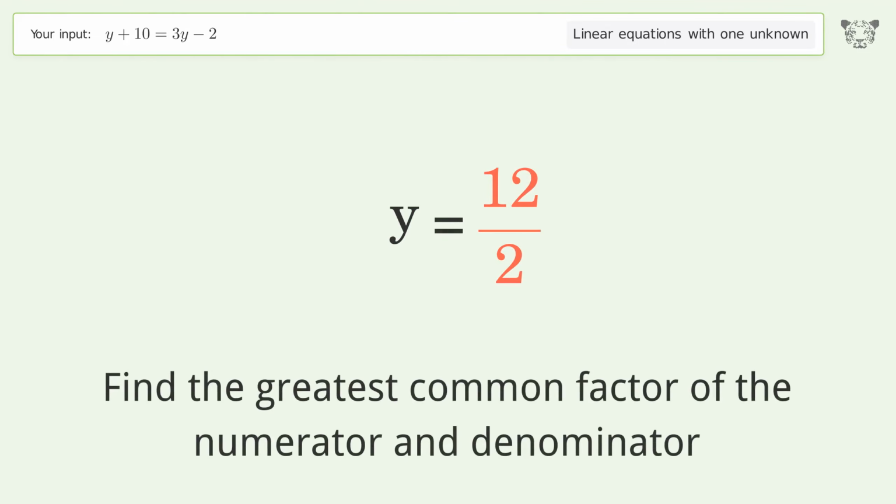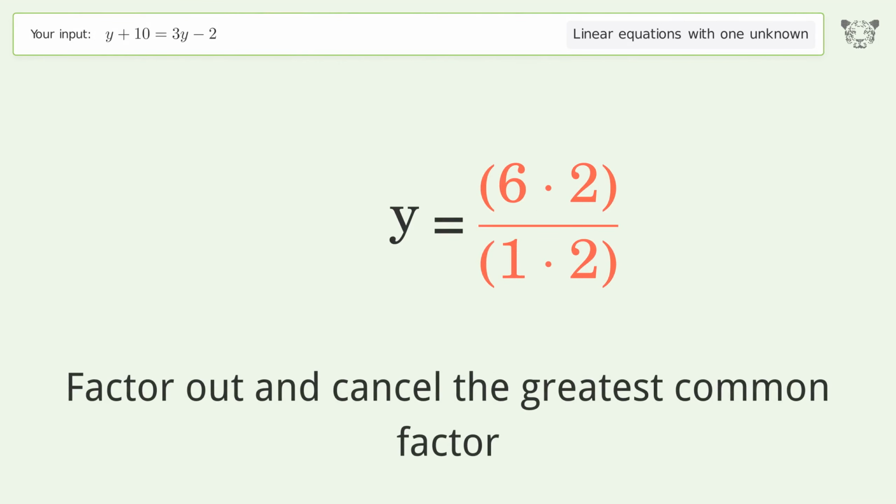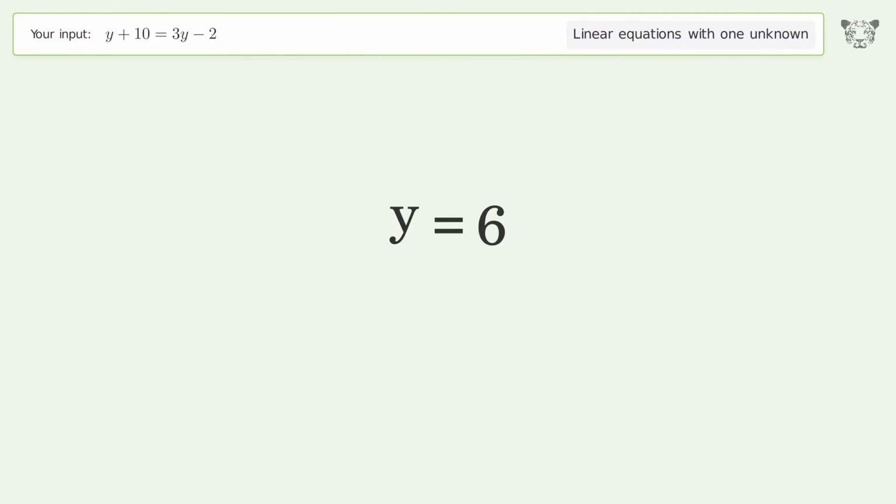Find the greatest common factor of the numerator and denominator. Factor out and cancel the greatest common factor. And so the final result is y equals 6.